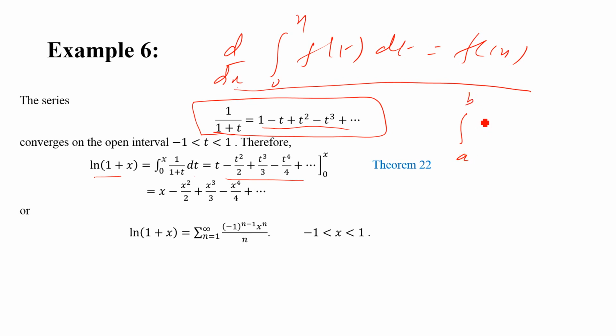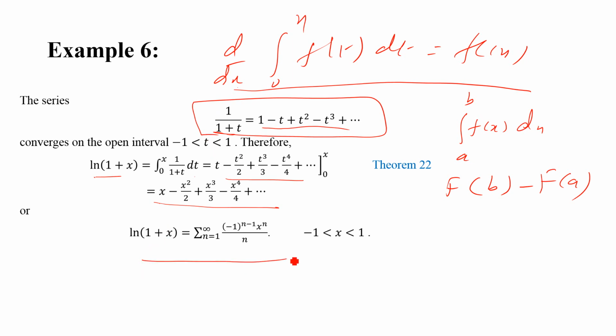From a to b, what fundamental theorem have we used? The integral from a to b of f(x) dx is F(b) minus F(a), where F(x) is the antiderivative of f(x). So log of 1 plus x is equal to this. This means the integral of this series is going to be log of 1 plus x. And the region of convergence will remain the same.